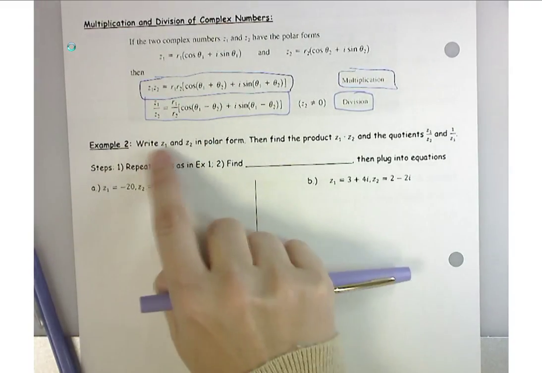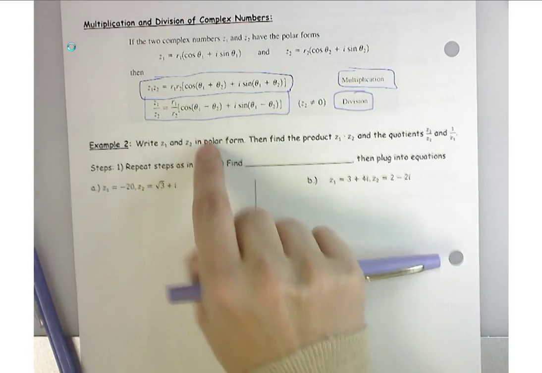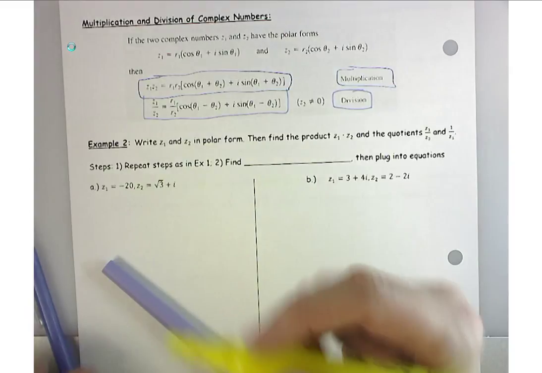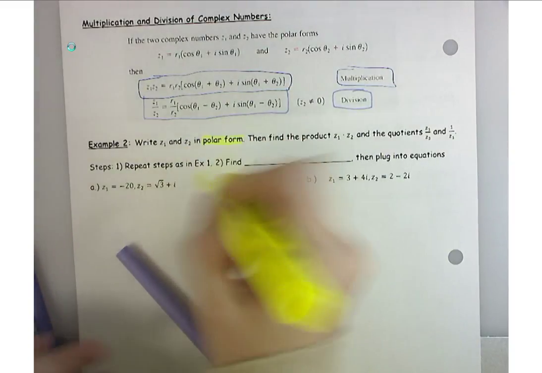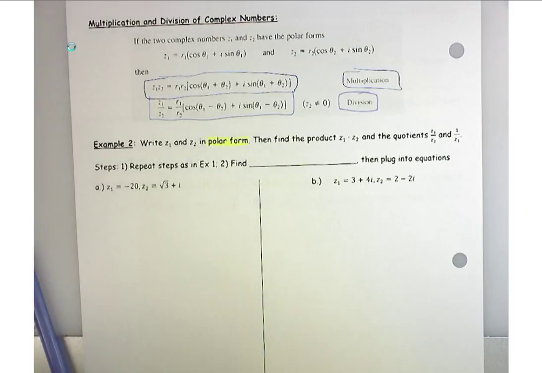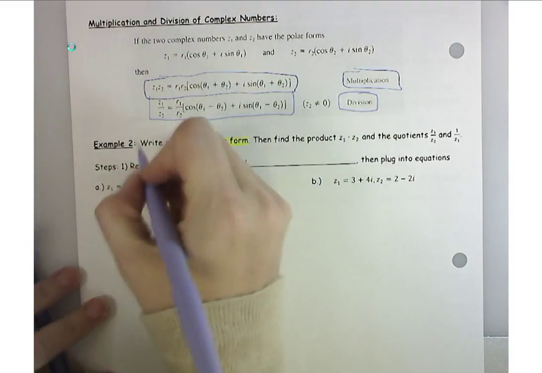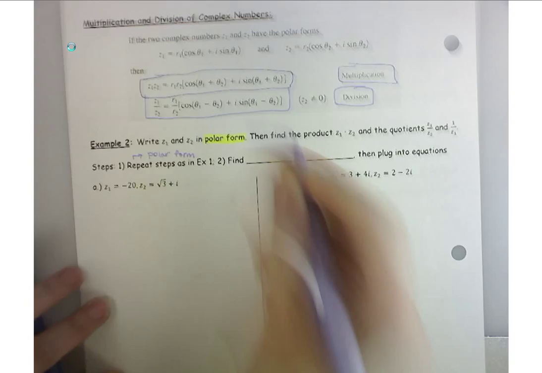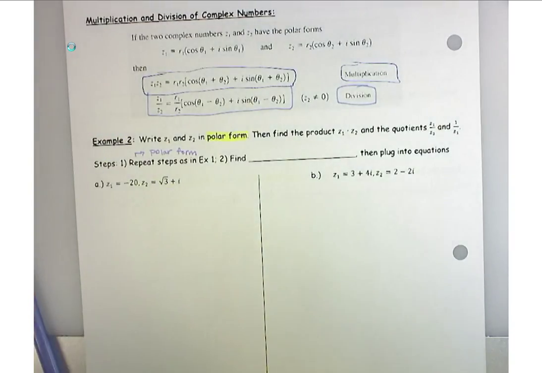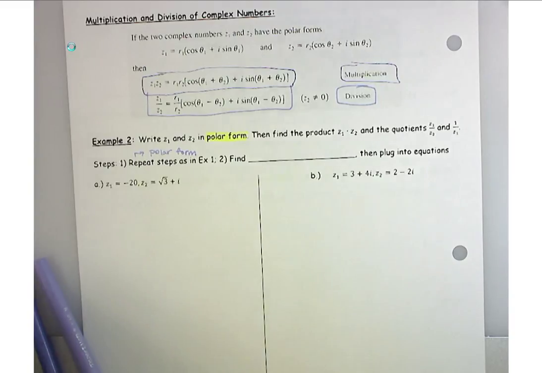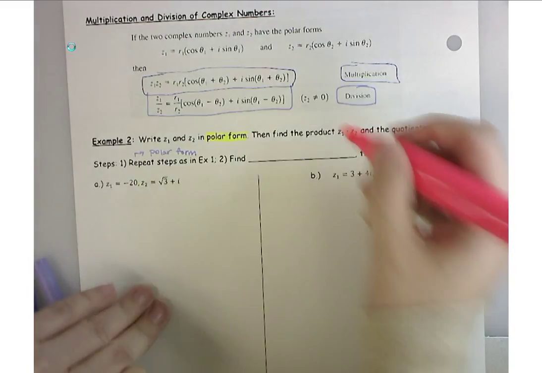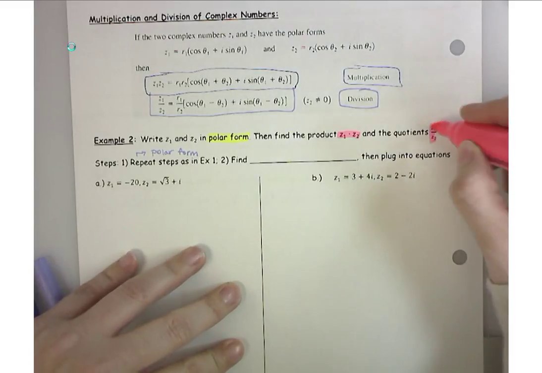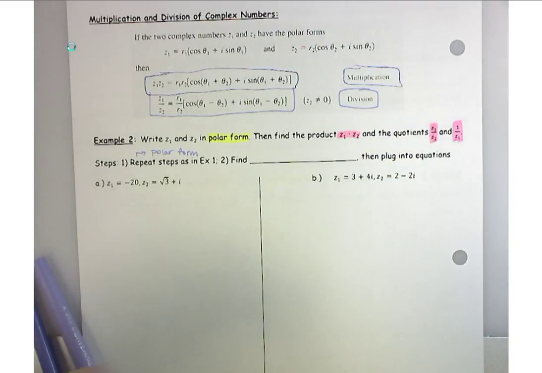So this is to write Z1 and Z2 in polar form. Well, that's exactly what we did for example 1. So your first step says repeat steps as in example 1, and that's because you're writing them in polar form, which is what we did previously. It says then find the product Z1 times Z2 and the quotients Z1 over Z2 and 1 over Z1.